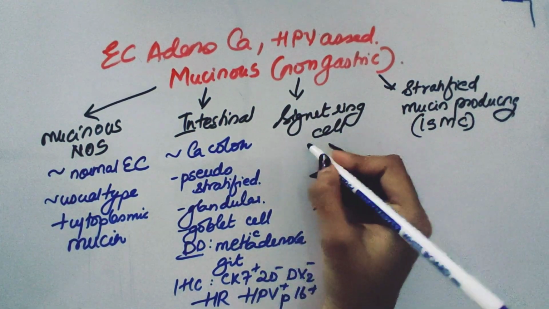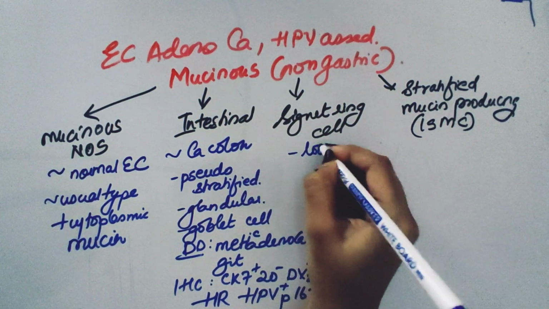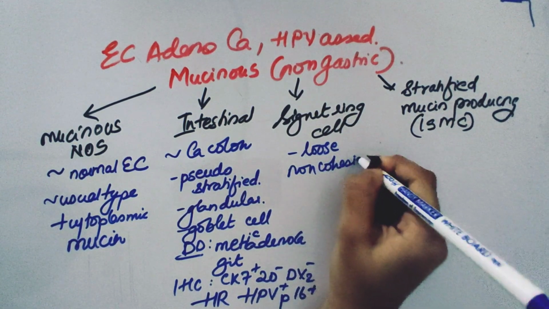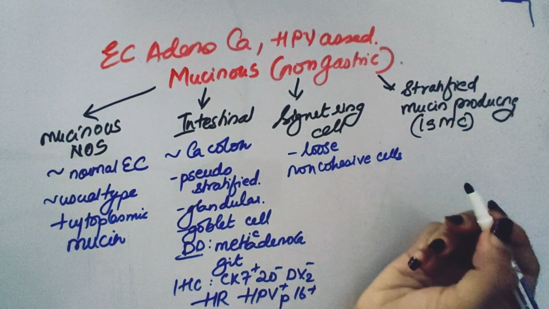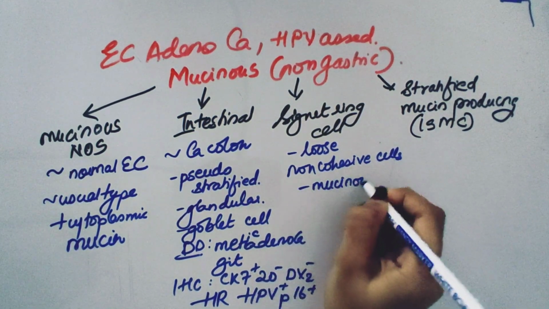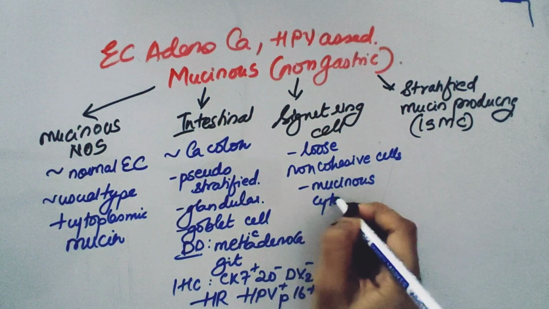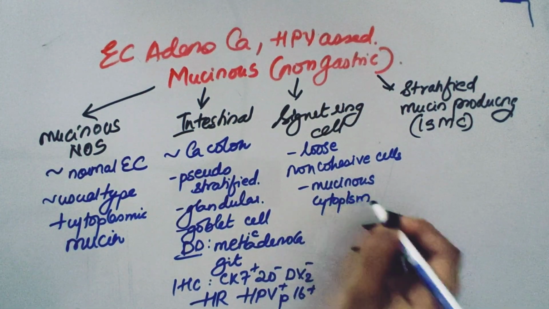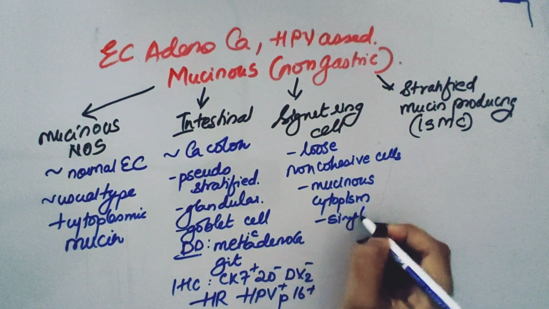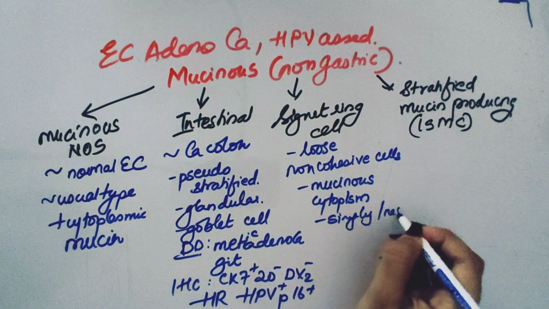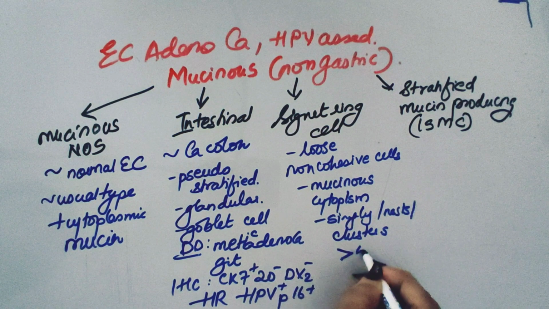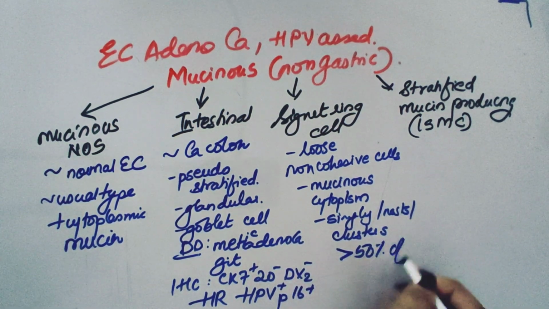And in the signet ring cell type, there will be loose, non-cohesive cells, as you can see in every other signet ring cell carcinoma. And then there will be mucinous cytoplasm that will be seen as clearing or vacuoles. And then you will see it singly or in nests or in clusters, and they should compose more than 50% of the tumor cells.